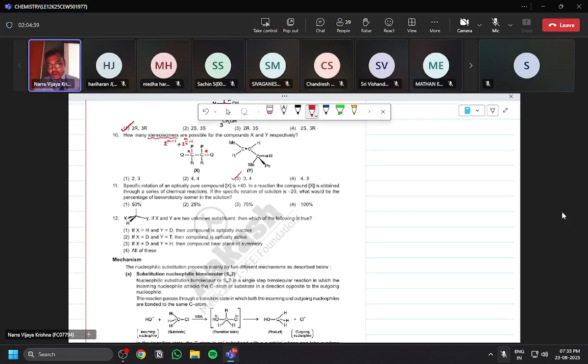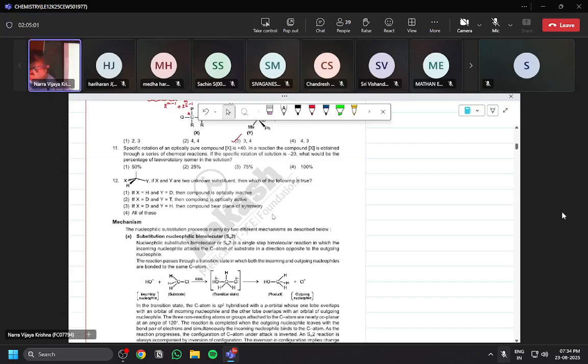Because of the double bond, this is one stereogenic center. Because of the chiral carbon, another stereogenic center. So two stereogenic centers and an unsymmetrical molecule. So 2 power n. So 4. Next.